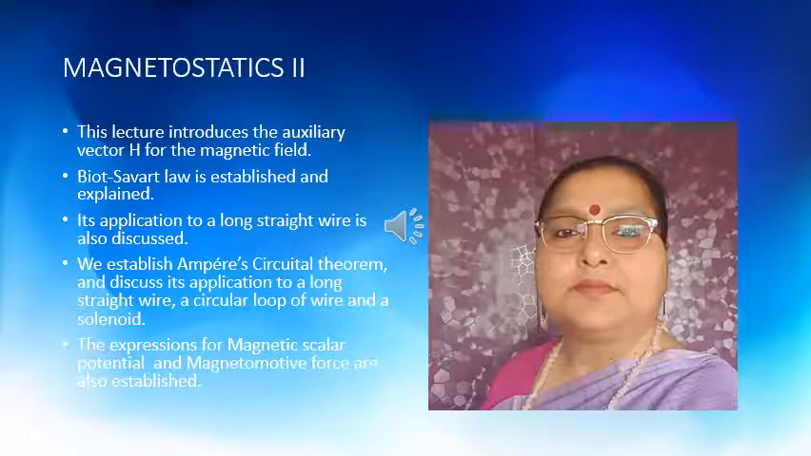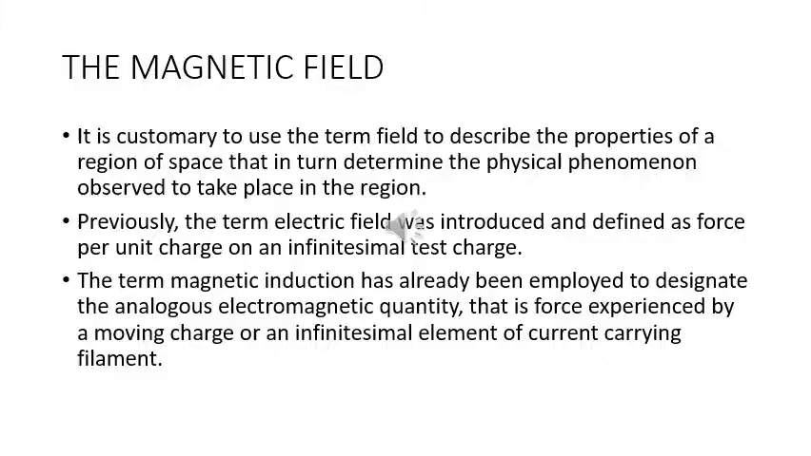The auxiliary vector H for the magnetic field. Biot-Savart law established and explained. Its application to a long straight wire is also discussed. We establish Ampere's circuital theorem and discuss its application to a long straight wire, a circular loop of wire, and a solenoid. The expressions for magnetic scalar potential and magnetomotive force are also established.